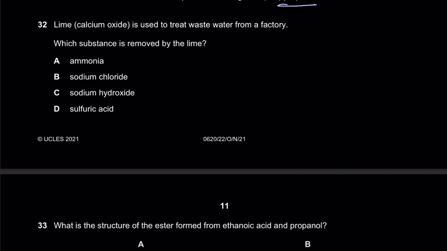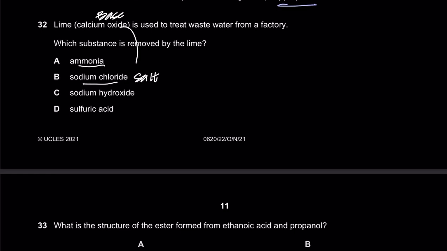Lime is calcium oxide. It's a base, and it is used to treat water from a factory. Which substance is removed by lime? Tell me, anybody. Well, you're using a base. No, sir, C is not correct. Well, look at this. Ammonia is a base. Sodium chloride is a salt. Why would this salt react with a base, right?